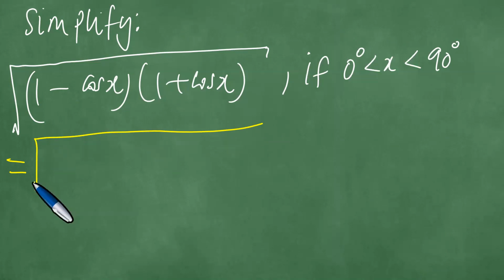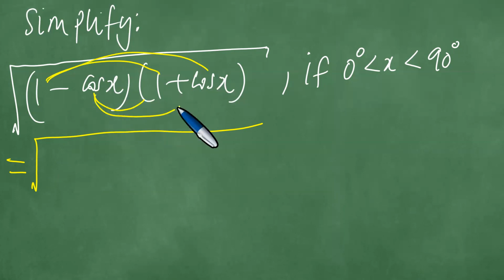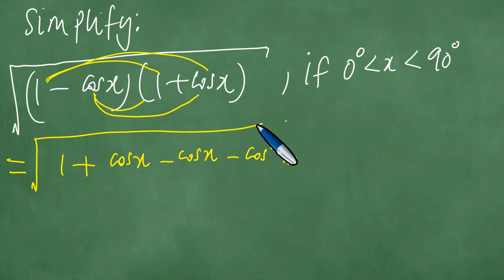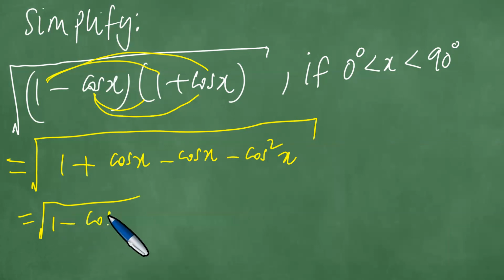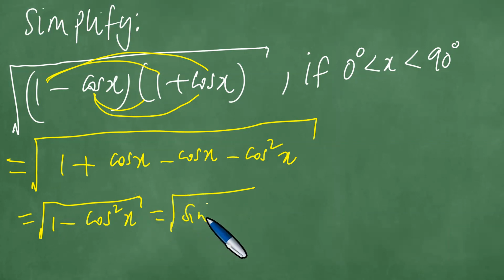Right, to simplify this, you have the square root of everything here. So you expand: you multiply this with that, this with that, and this with that. 1 times 1 is 1, plus 1 times cosine x is cosine x, minus cosine x times 1 is minus cosine x, minus cosine x times cosine x is minus cosine squared. Cosine x minus cosine x is 0, leaving 1 minus cosine squared x. So 1 minus cosine squared is sine squared.